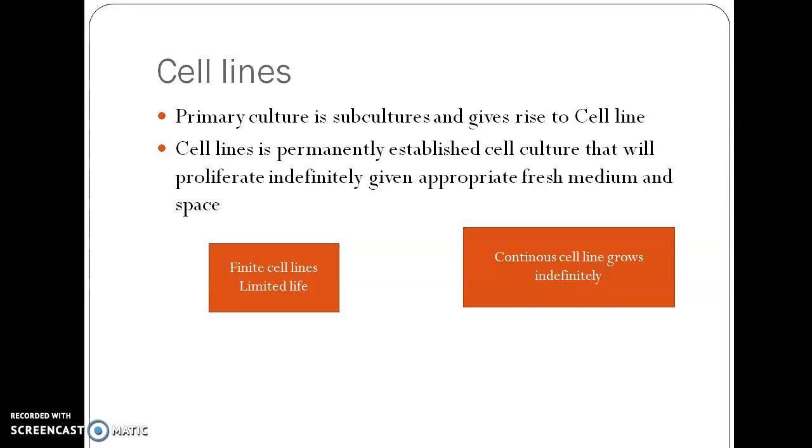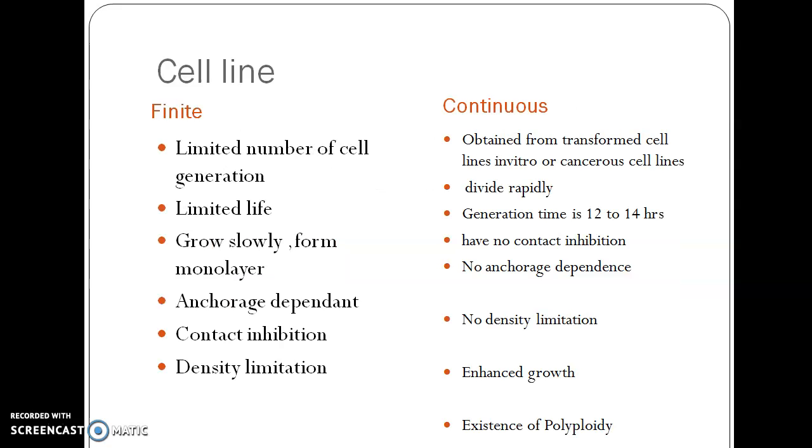So, there are two types of cell lines. One is finite. That is, it will stop dividing after a particular period of time. Now, there are continuous cell lines which grow indefinitely. Now, finite cell lines grow for a limited number of cell generations and have limited life. Their cells will grow very slowly and form a monolayer. Their doubling time is from 24 to 26 hours.